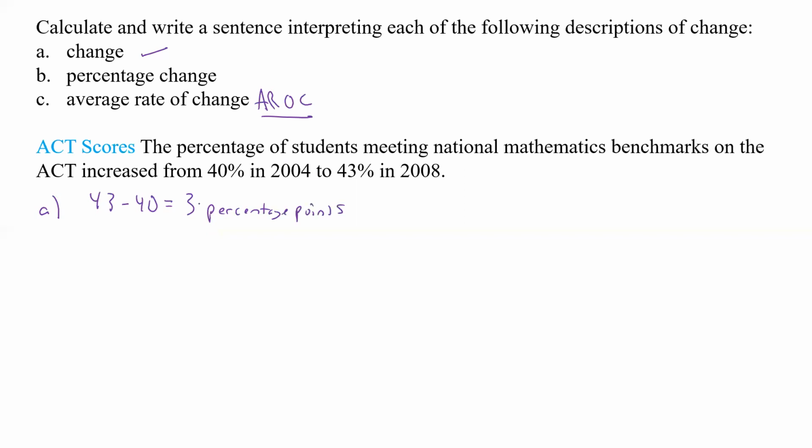All right, so what do we need to do now? Now we have to write the sentence interpreting that. What we can say is, between 2004 and 2008, then you have to write all that out there. So, I'll just write that per.